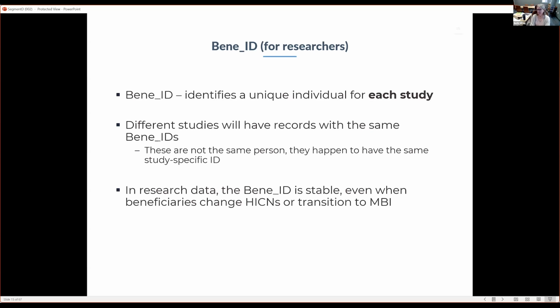So what we have now is the ID that CMS uses, the ID that is put on the Medicare cards, and then a study-specific ID. They're all different, with the goal, again, of protecting our beneficiaries and limiting the risk that they are somehow subject to security breaches.